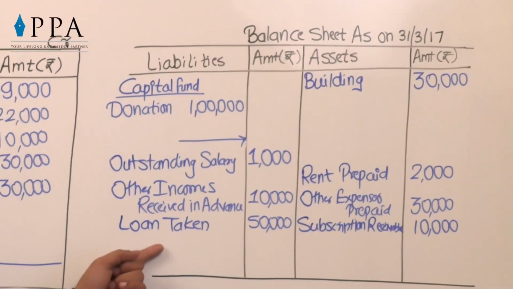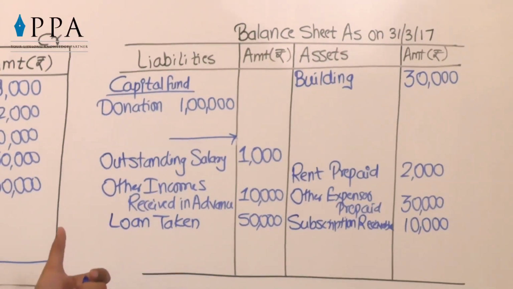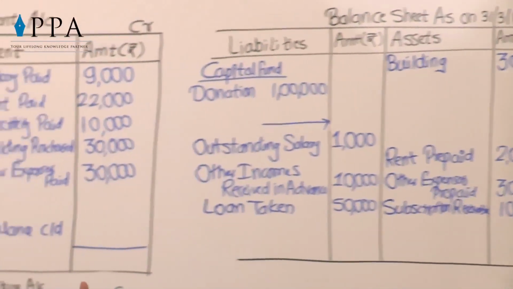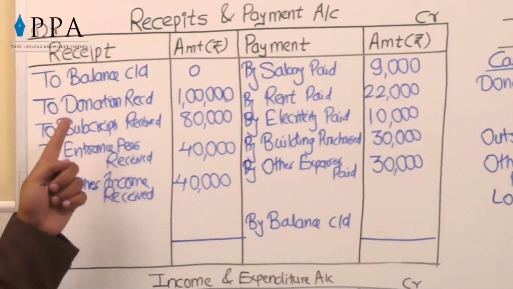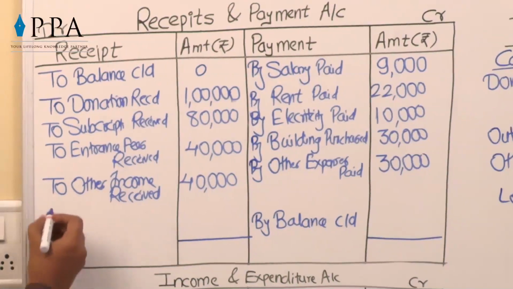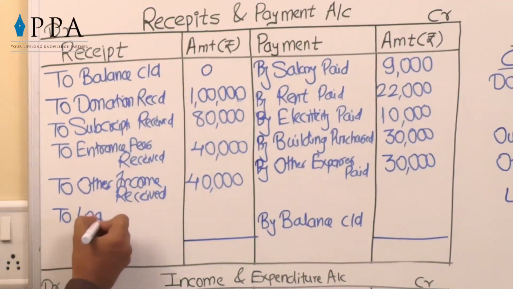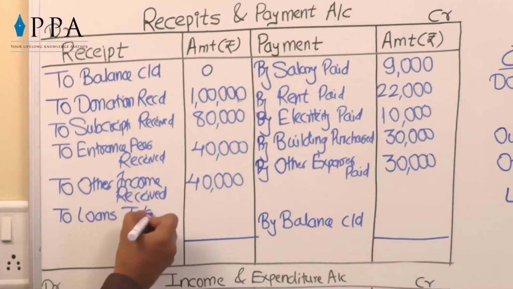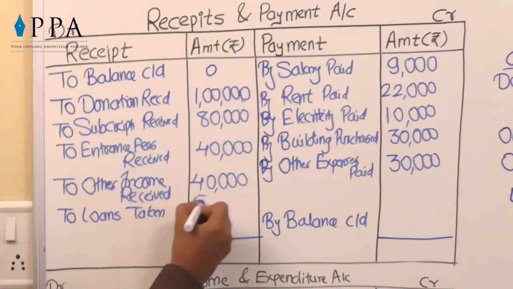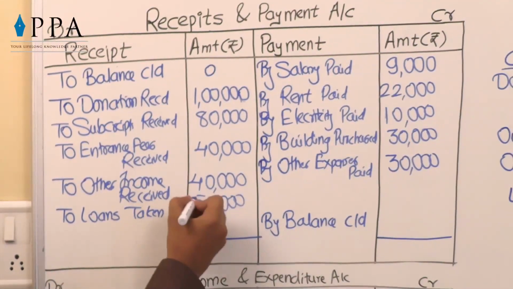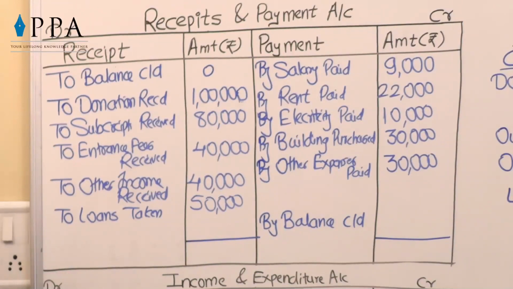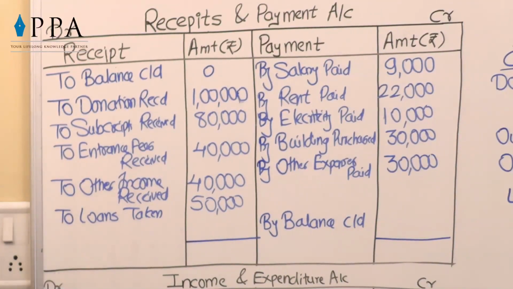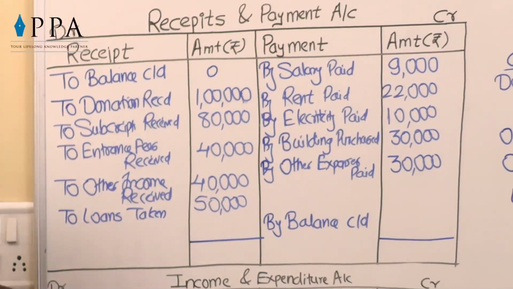So it's a liability. Second effect, we have received the cash. So receipt, where it will go? Exactly, receipt and payment account debit side to loans taken. The amount is 50,000. Loan accepted. So that was a capital receipt. So nothing to do with income and expenditure account.